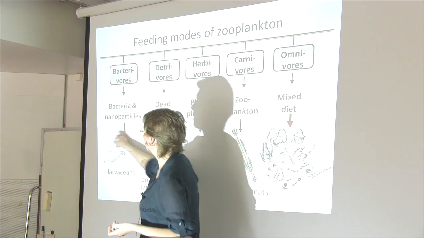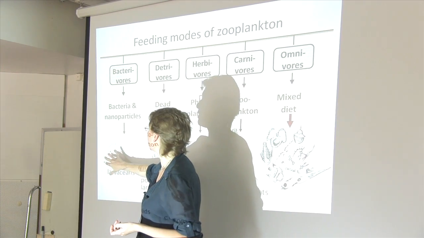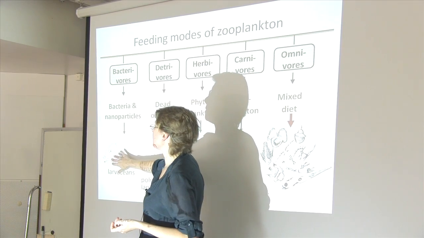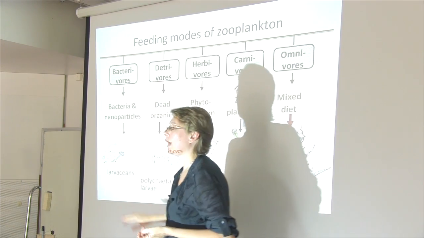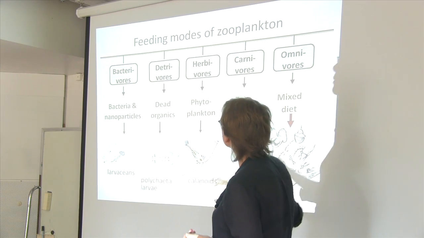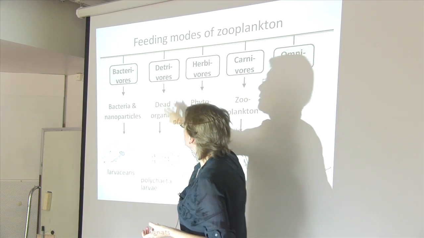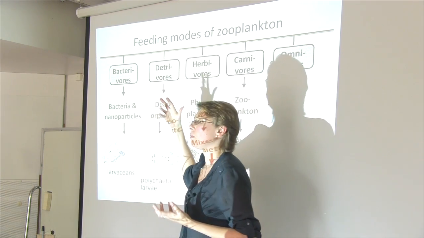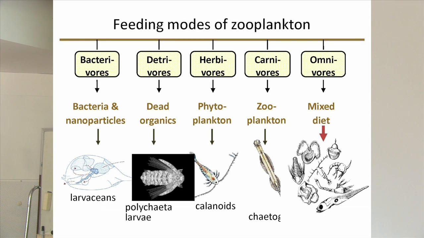Feeding modes of zooplankton that is relevant. Bacteriivores, as I mentioned, appendicularians and larvaceans. Bacteria and nanoparticles in the water, so this is a virtually unknown pathway in terms of the food web. Detritivores, those that are feeding mostly on organics, dead organics, dead bodies. Meroplankton larvae.